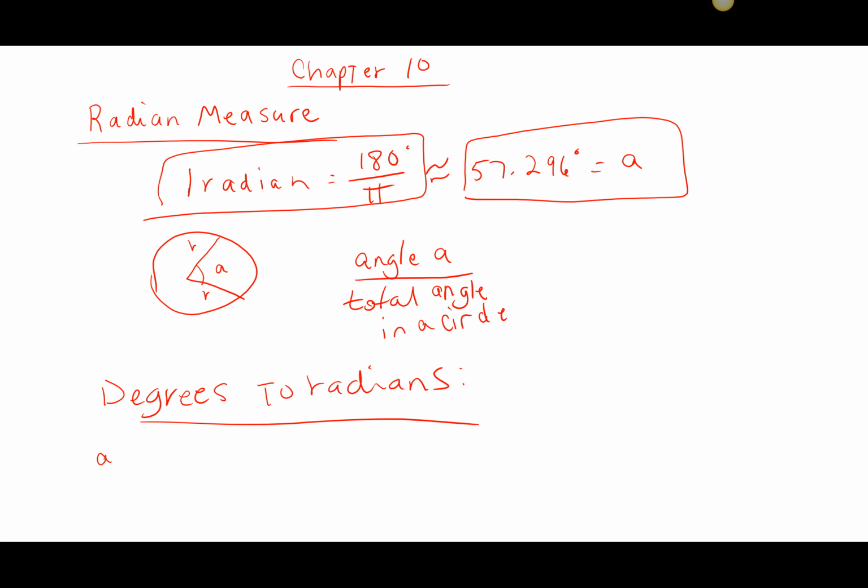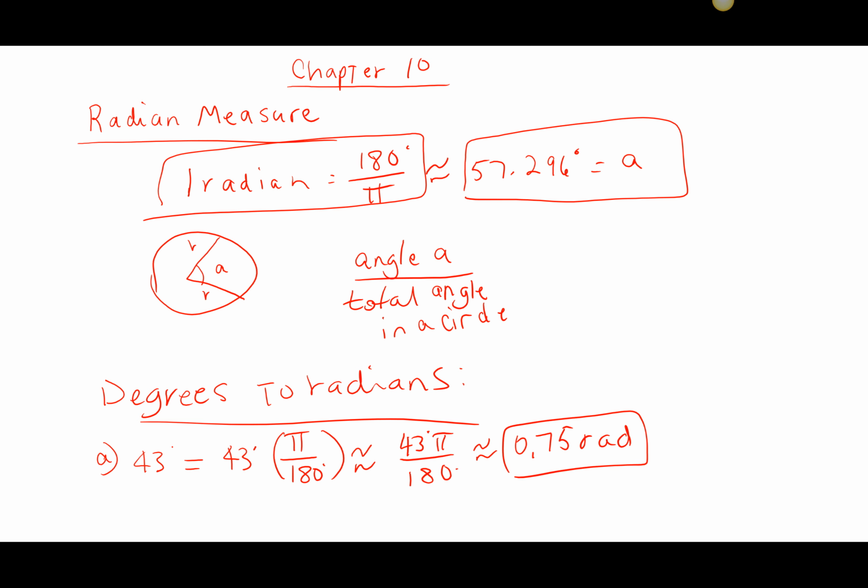I'm just going to show you an example. It's the easiest way. If we have 43 degrees and we want to convert that to radians, we would say 43 degrees times pi over 180 degrees. Okay? And that is going to equal 43 degrees pi divided by 180 degrees. When you do that, 43 times pi divided by 180, you're going to get 0.75 radians. So we can do another one.